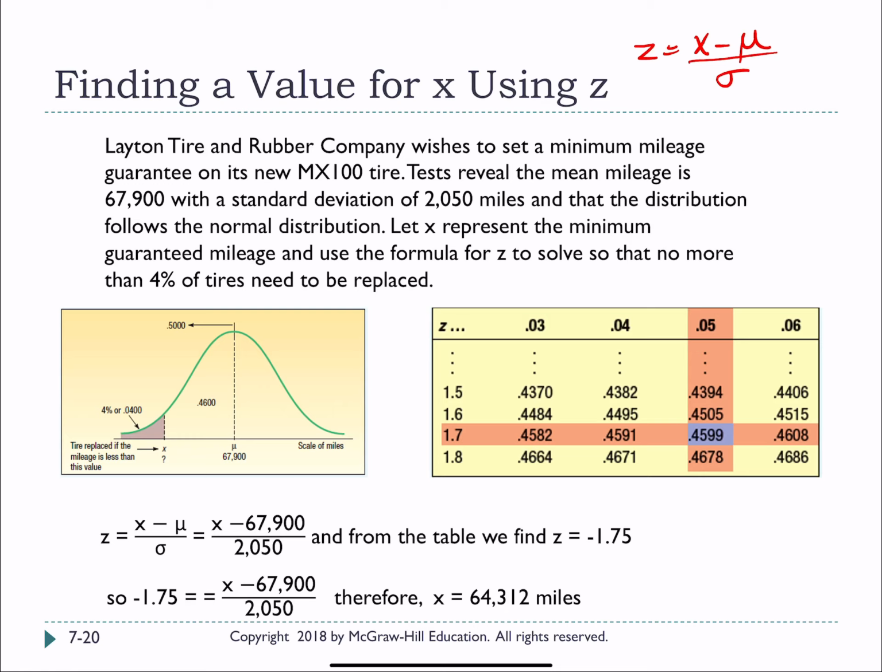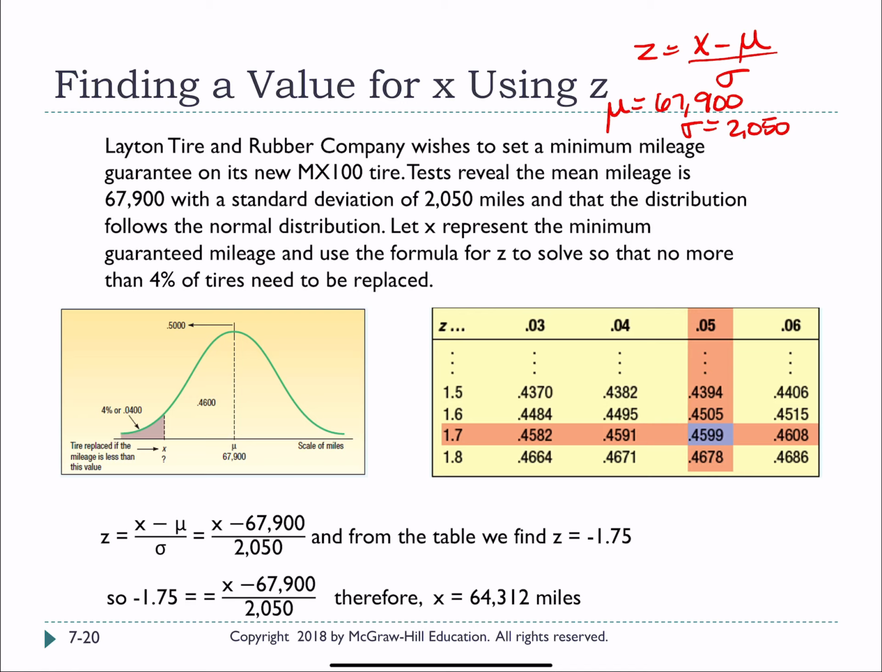So you've got this tire company, and they've already figured out a few things. They know that their mean mileage for their tires is 67,900 miles. So the tires are expected to last on average 67,900 miles, with a standard deviation, though, of 2,050 miles. We find that the distribution follows the normal distribution. So we've got the bell-shaped curve centered around our mean.